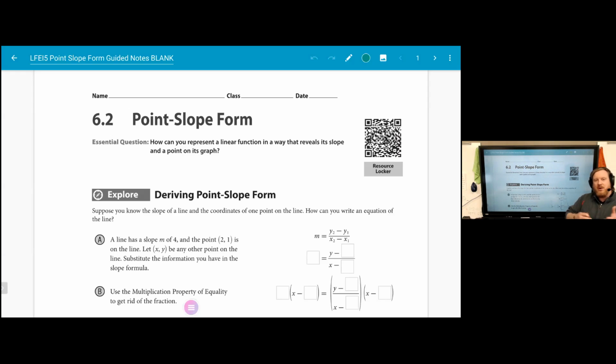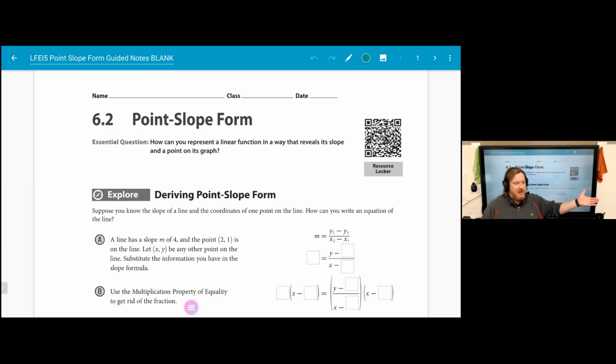What we're looking for is point slope linear form here. So we're talking about linear equations once again, or linear functions. We've done point slope form. I'm sorry, we've done slope intercept form. Now we're going to do what's called point slope form. Point slope form is a little bit different.